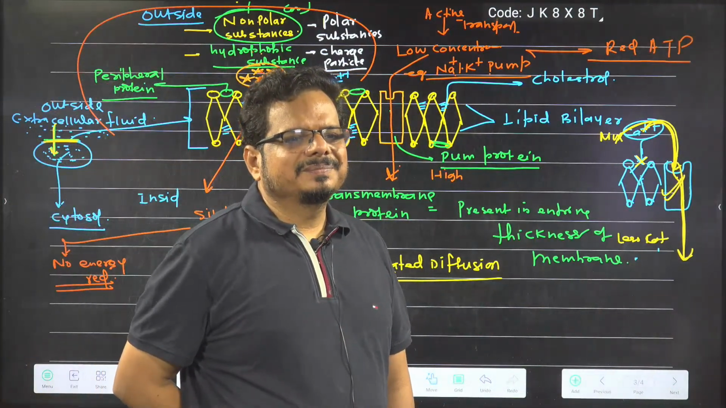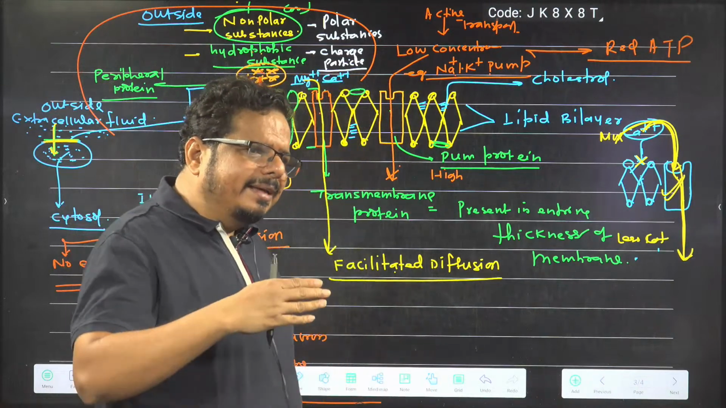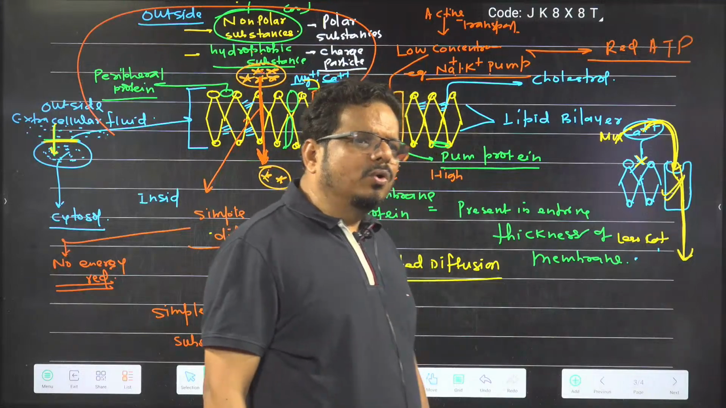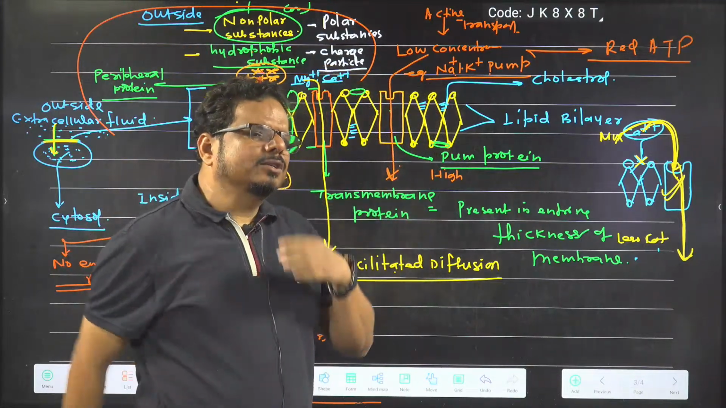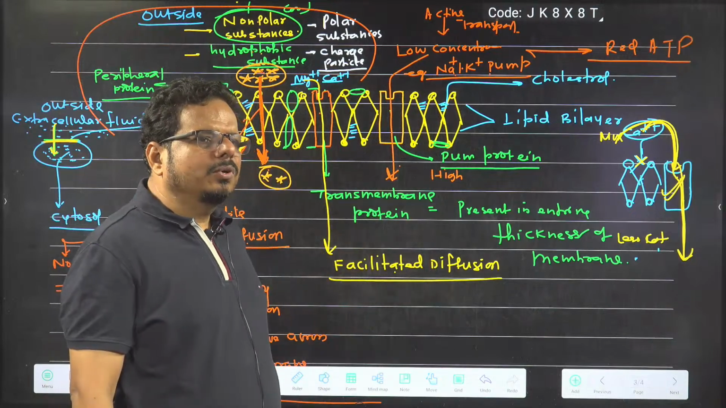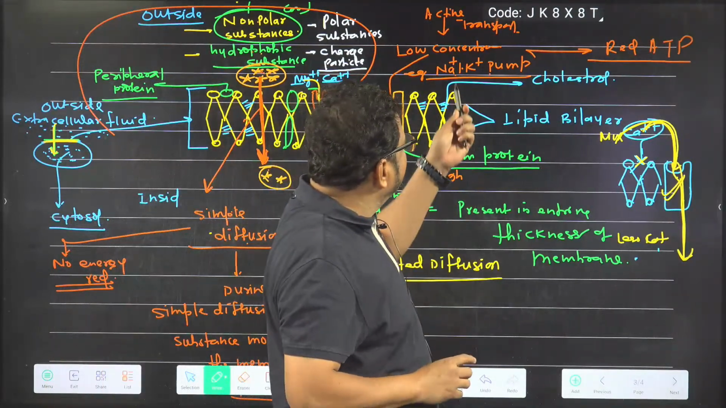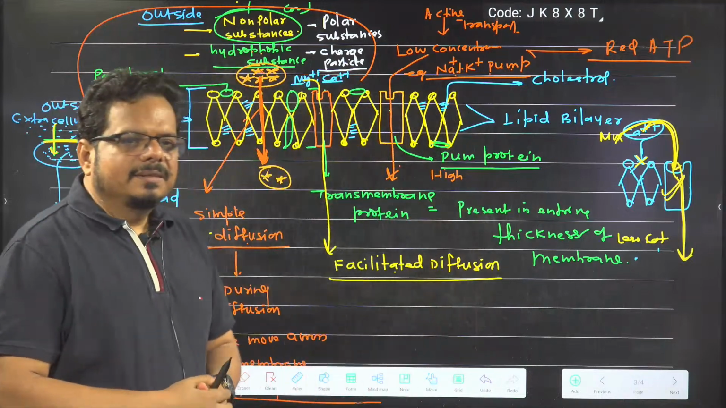Tell me. Active means against the gradient, low to high. Anything moving low to high needs energy. ATP is required for that transport, and that transport is called active transport. Clear? An example of active transport is the sodium potassium pump. Done.